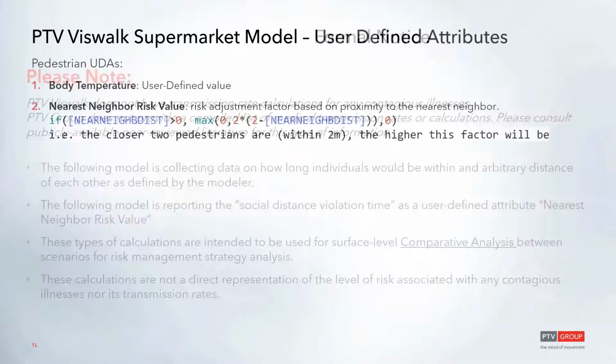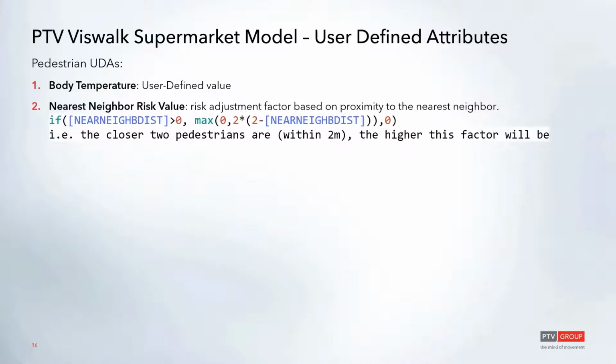Okay, so there are a few things that will be added to this model to make our risk calculations work, right? So we're going to be looking at a supermarket model, and we're going to be analyzing how people are doing within proximity to each other. How is our volume to capacity ratio looking? And so we're going to be creating a couple of user-defined attributes.